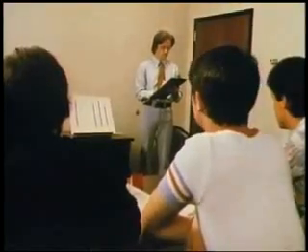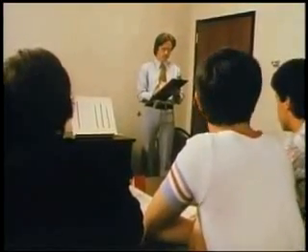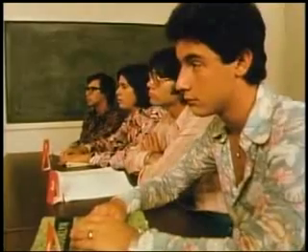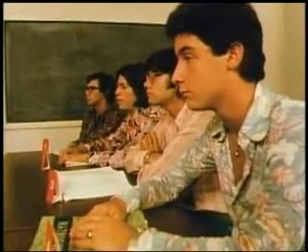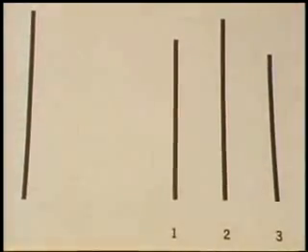Asch found subjects went along with the group on 37% of the critical trials. But he found through interviews that they went along with the group for different reasons. "They must be right. There are 4 of them and 1 of me." This subject's yielding is based on a distortion of his judgment. He genuinely believes that the group is correct.